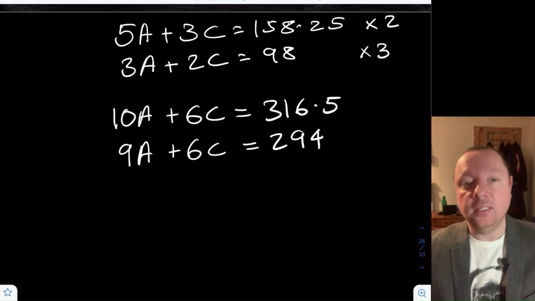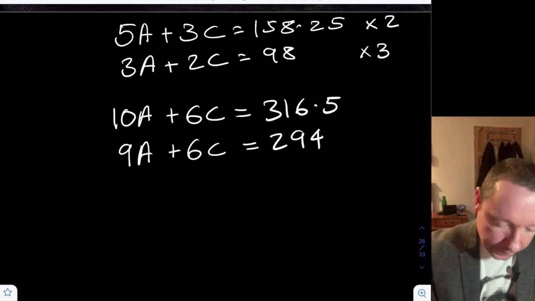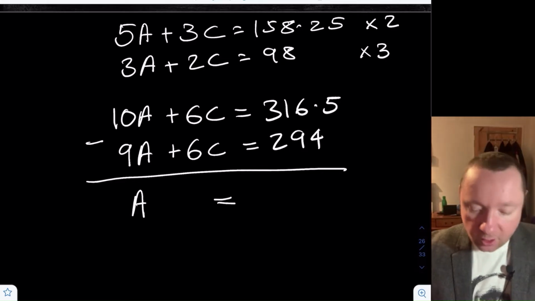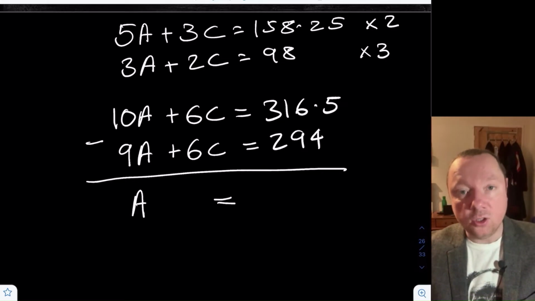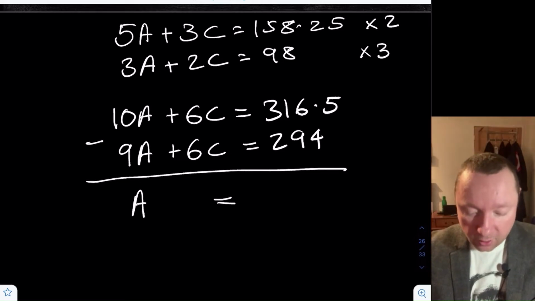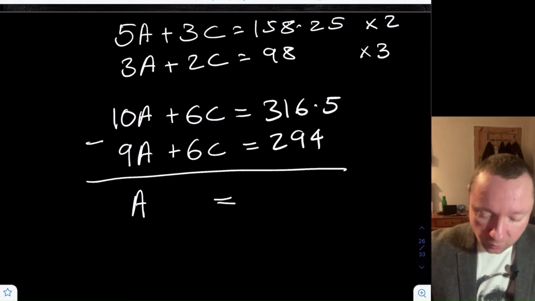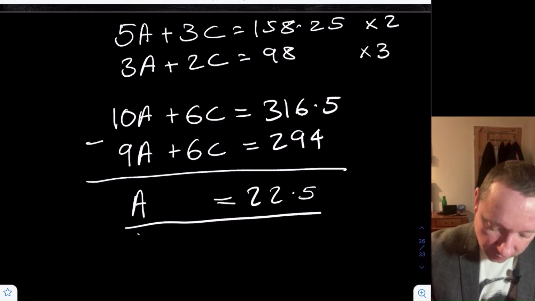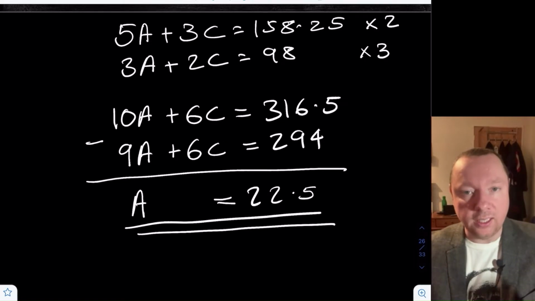Now, the signs are the same in front of c, so I can just take away. 10a take away 9a is 1a, equals 316.5 minus 294. Again, don't be scared to use your calculator. That's 22.5. Now I'll just leave that as an answer there, but we're not done yet. We need to get our c.